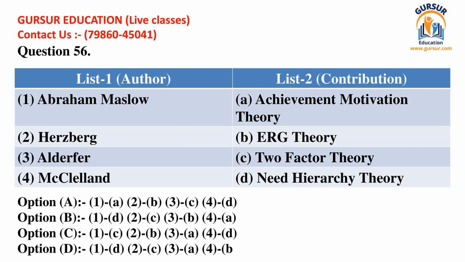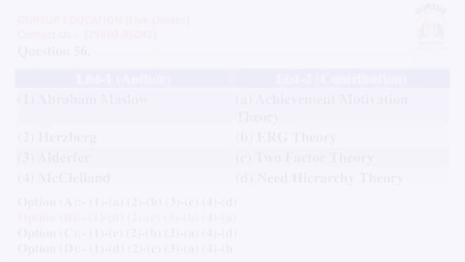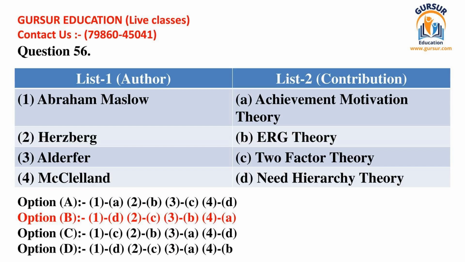A. Achievement motivation theory. B. ERG theory. C. Two-factor theory. D. Need hierarchy theory. Below are given the options with different matches. You can pause the video and choose the appropriate answer. The right answer of the question is option B. We suggest you to pause the video to analyze and learn the correct combination.